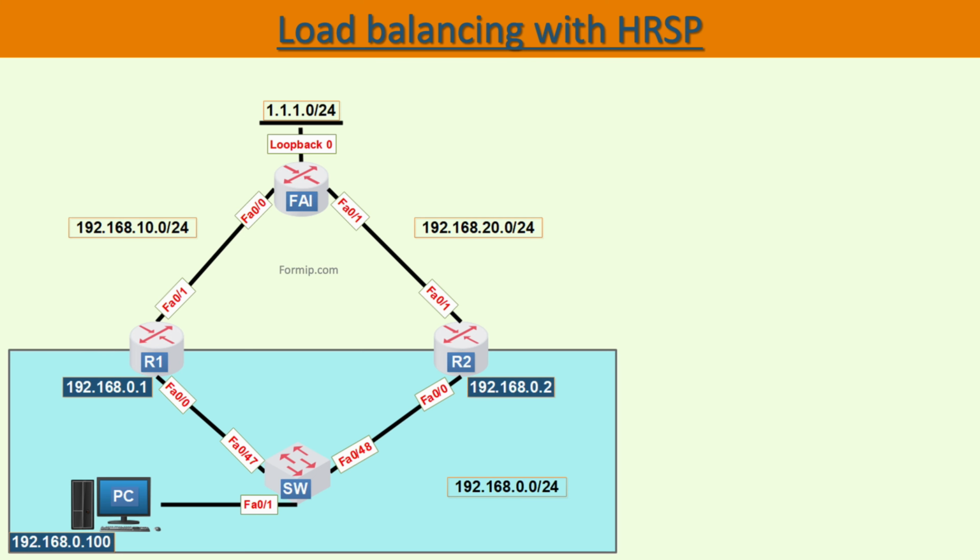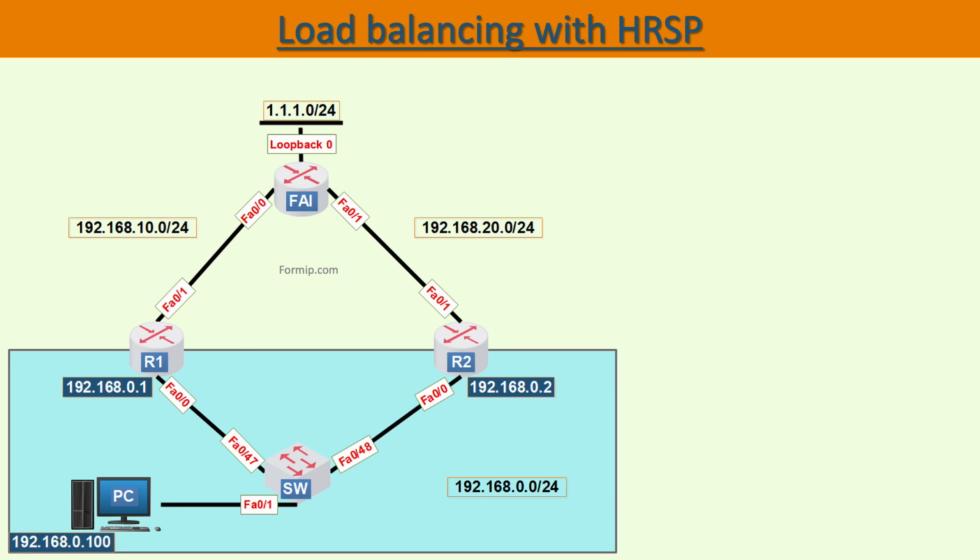If, for example, you choose router 1 and it fails, then the PC will no longer be able to leave its own subnet, and so it will no longer be able to go on the internet. The solution to this problem is to create a virtual gateway between router 1 and router 2. This virtual gateway will have its own IP address.